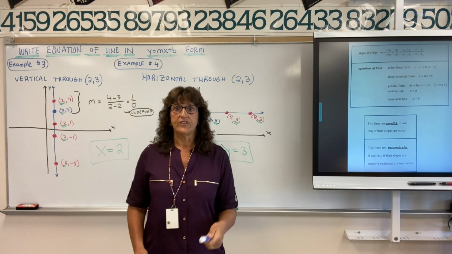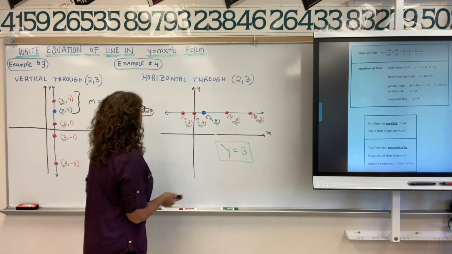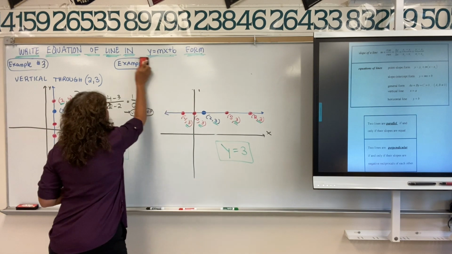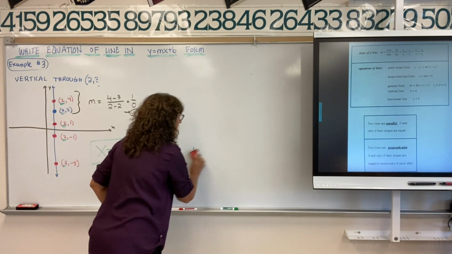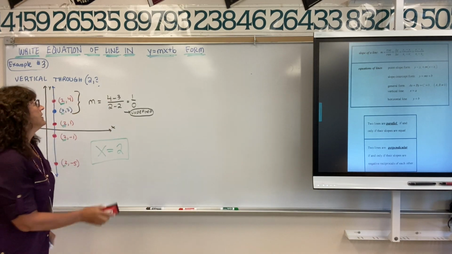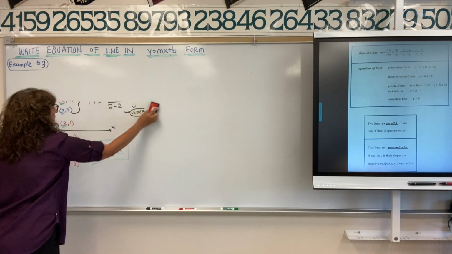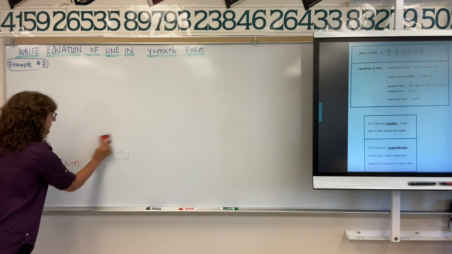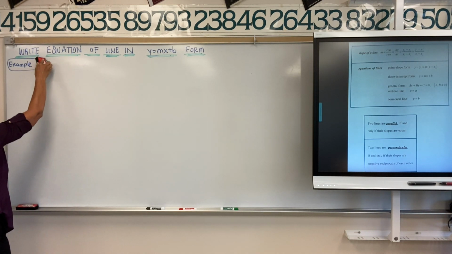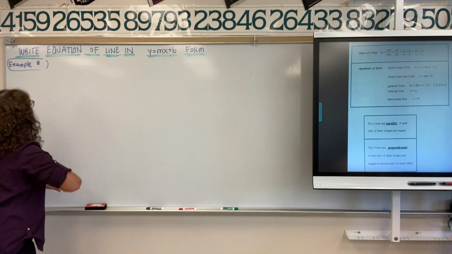So hopefully this helps with vertical and horizontal lines. And we have one more example to do. Let me erase here. Let's take a look at example number 5. In example number 5, we're going to get into the parallel and perpendicular concept a little bit, more the perpendicular than the parallel, but we'll talk about both of them.